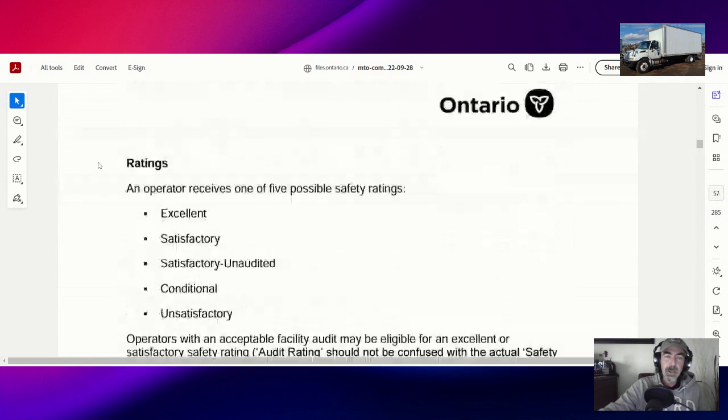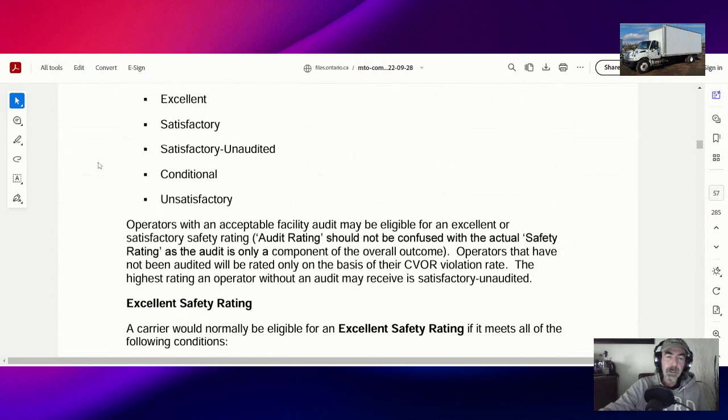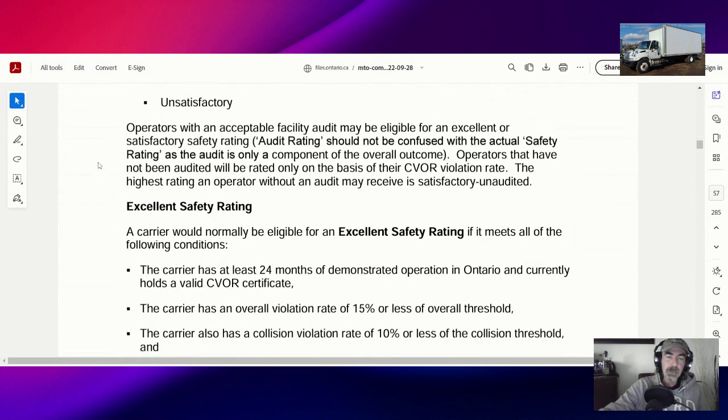Ratings. An operator receives one of 5 possible safety ratings: excellent, satisfactory, satisfactory unaudited, conditional, unsatisfactory. Operators with an acceptable facility audit may be eligible for an excellent or satisfactory safety rating. Audit rating should not be confused with the actual safety rating, as the audit is only a component of the overall outcome.